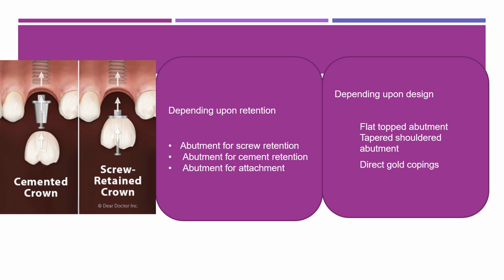So coming to the classification depending on the retention, it has been classified into abutment for screw retention. There is a screw retained. You can see that it is getting attached to the abutment through a screw. And this is a cement retained, the same as how a crown is cemented over the tooth surface. You can see that this abutment will get screwed into the implant body and then this will be cemented over the abutment. And we have attachment type of retention available, and depending upon the design we have flat topped abutment, tapered shouldered abutment, and direct gold copings.